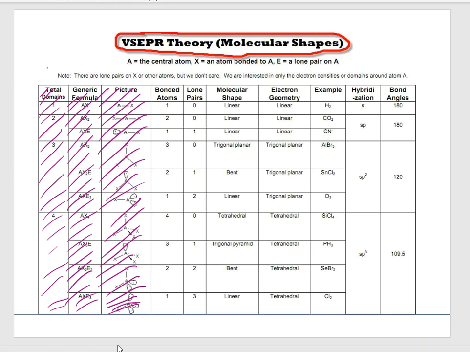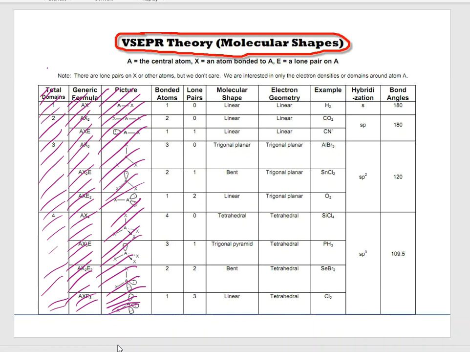The bonded atoms and the lone pair atoms, though, I do look at, so we're going to keep those columns at least. The next one is the molecular shape, and the molecular shape is going to tell you what shape this structure takes on. That's the whole purpose of using the chart, so we're going to keep that column. The next one is electron geometry. There is a choice here: do you want to include the electrons, or do you want to talk about the shape not including the electrons?